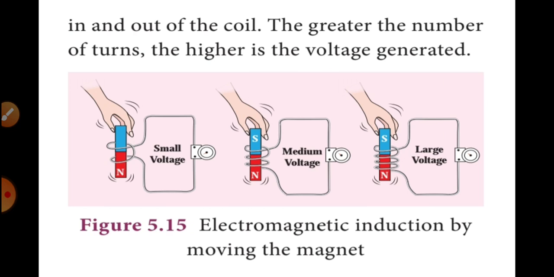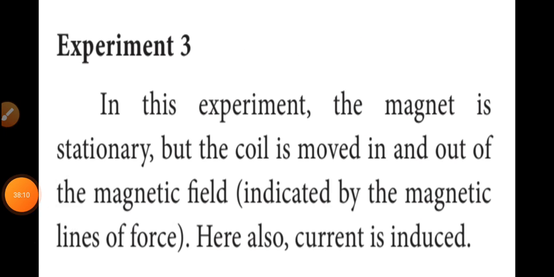So here, electromagnetic induction by moving the magnet: when we move the magnet inside, we get a deflection. So this is the second experiment, and we will move on to the third experiment. Now, third experiment. In this experiment the magnet is stationary.